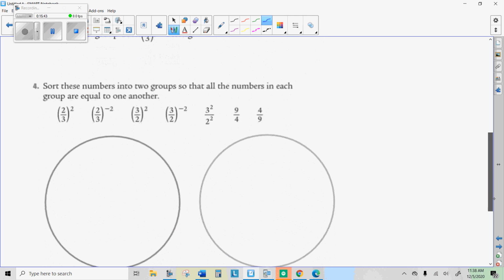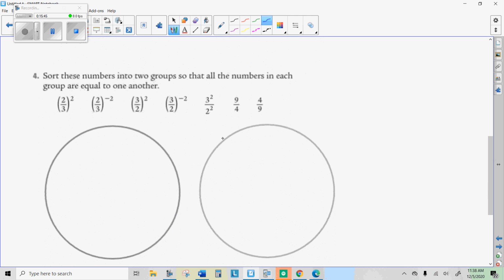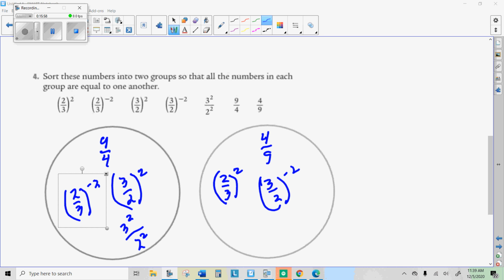Okay, let's sort again here. All of these are either 9/4 or 4/9. Find all the ones that are 9/4, put them in the first circle. All the ones that are 4/9, put them in the second. All right, here's what I got. Hope yours agrees with that. Again, if you need to use your calculator for a while until you get comfortable with these negative powers and what they do, please do that.